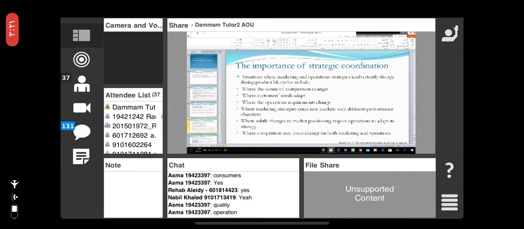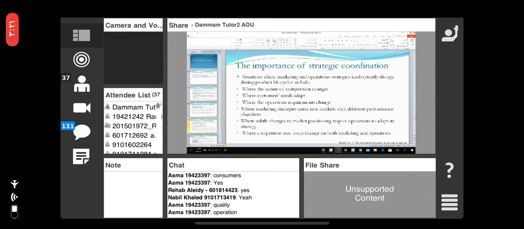Anyways, some importance of strategic coordination. Of course, if you need to coordinate between certain departments, okay guys, you need to ask certain questions. Why? Because the operation strategy diverged, it is very branched out. It's big, it's huge.